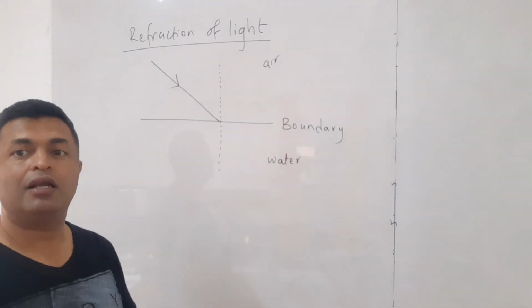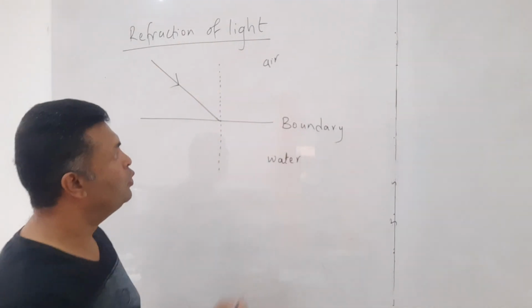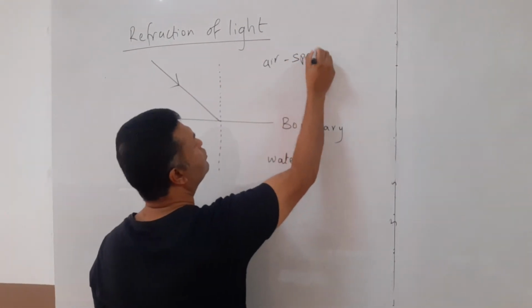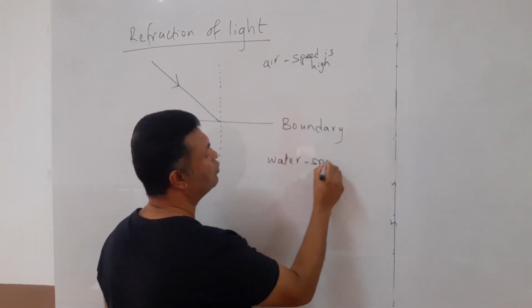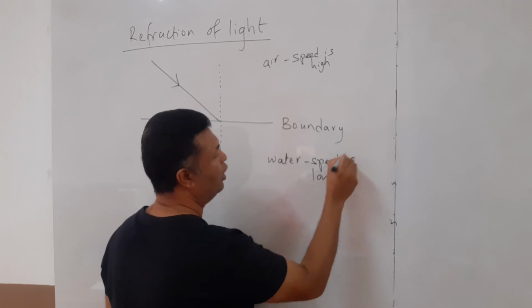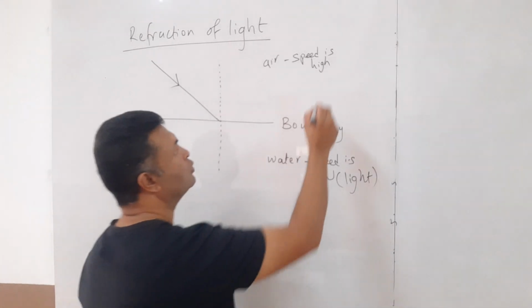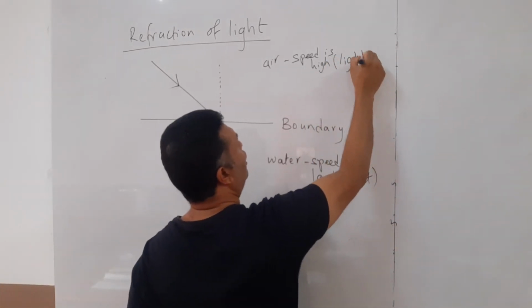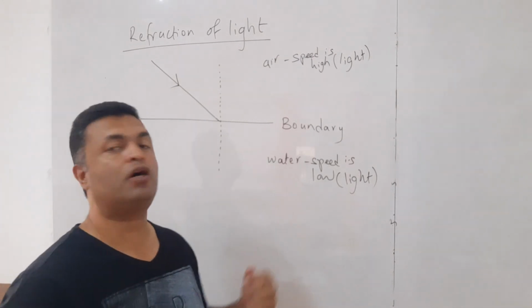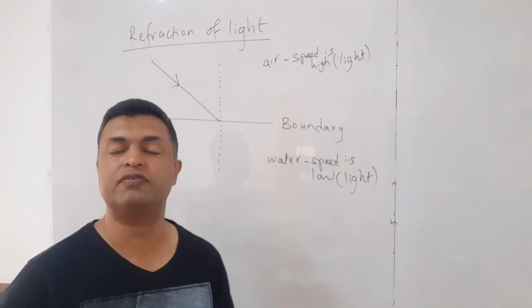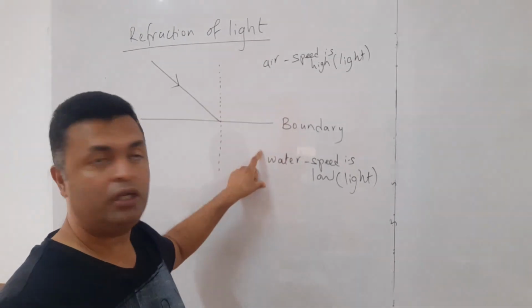Now you should know that light travels faster in air than in water. So here the speed is high, here the speed is low. I'm talking about the speed of light. So in air, light travels faster than in water. Similarly, in air, light travels faster than in glass. Here in air, light travels faster. In water, the speed is low.